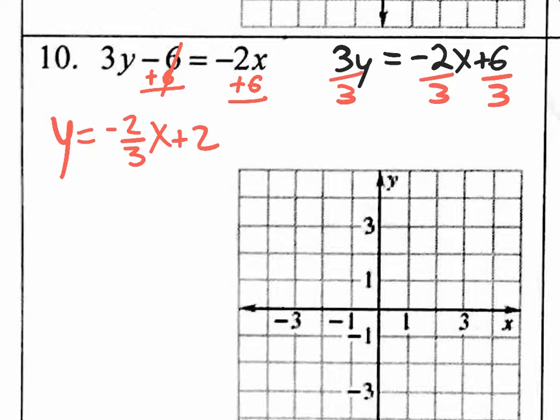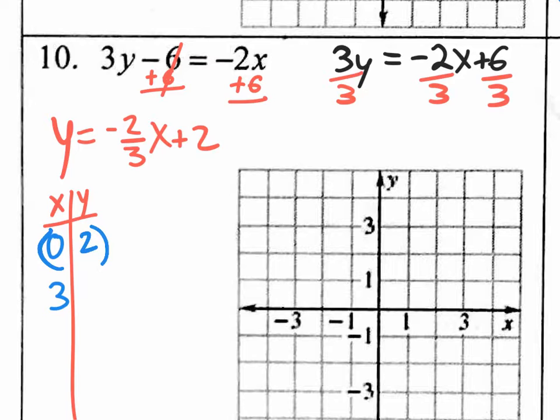And now you could jump to an xy table and plug in 0. And what else would be good to plug in? 3, right? If you ever have a fraction, use that denominator. Let's just go with those two. Plug in 0. Check it out. Negative 2/3 times 0 is still 0. And 0 plus 2 is 2. So that's one answer, 0, 2, which is right here.